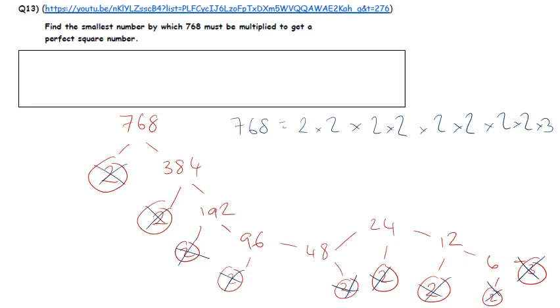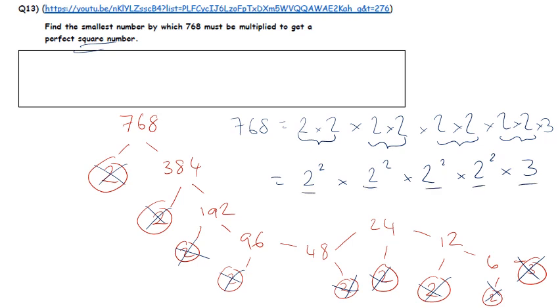I need it to be a square number, so let's see how I can split these into pairs: 2 squared, 2 squared, and 2 squared. So pairing them off, if I can get every element to be a square number, then I know that all of them multiplied together will then get me a square. So for the moment, 2 squared, that's a square number, 2 squared, 2 squared, 2 squared.